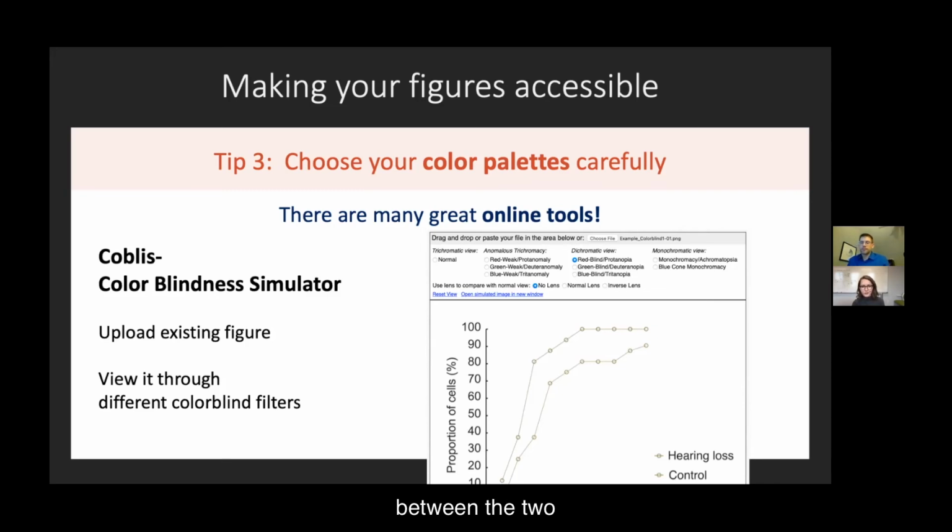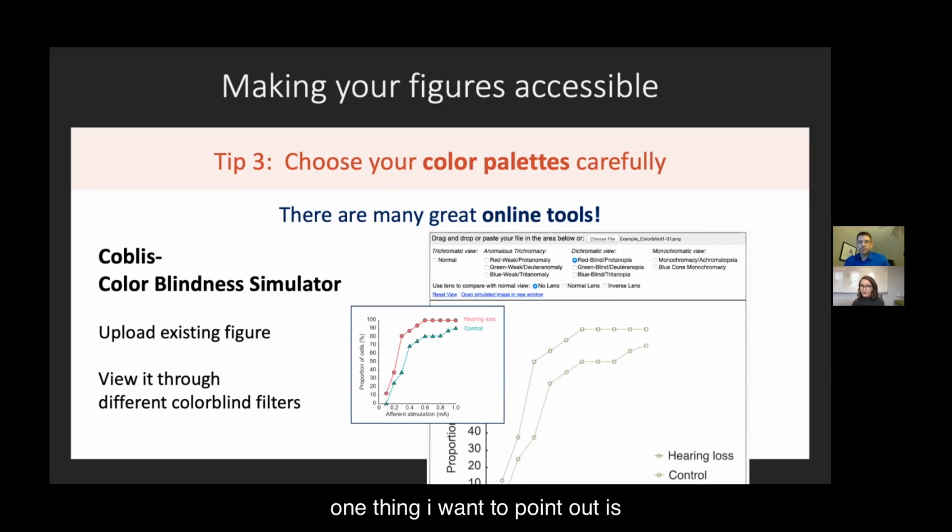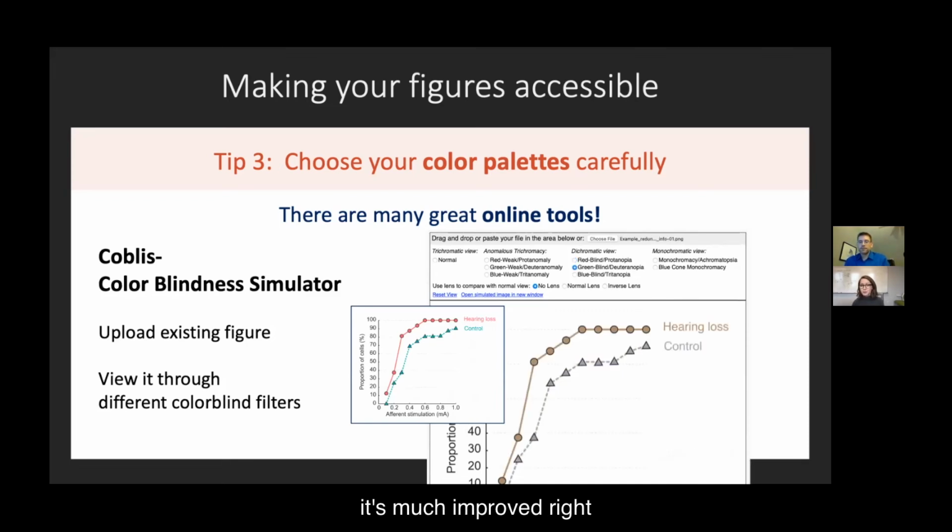One thing I want to point out is here's the new and improved figure where we use different line thicknesses and different colors. If I upload this figure, it's much improved, right? Not only can you distinguish between the two colors when you have color blindness, you can also see how using thicker line widths or different textures or different shapes can really be helpful with increasing contrast between the two groups.